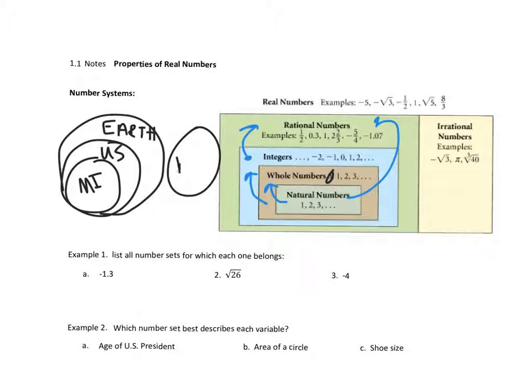And you would have Mars off to the side. So Mars would kind of be like the irrational numbers. You can't be on Earth and Mars at the same time, just like your number can't be rational and irrational at the same time.